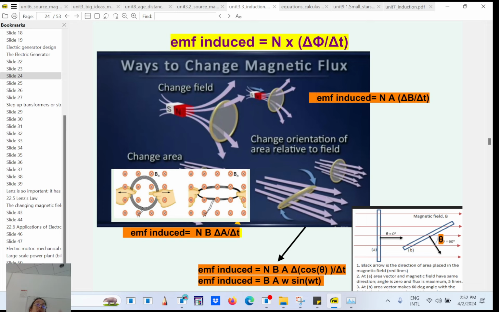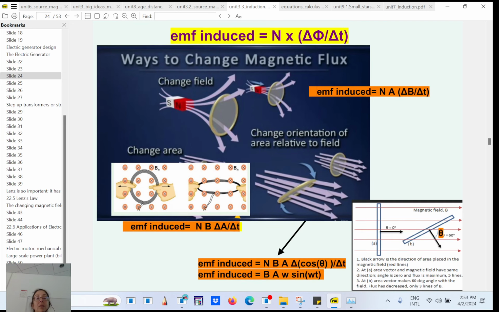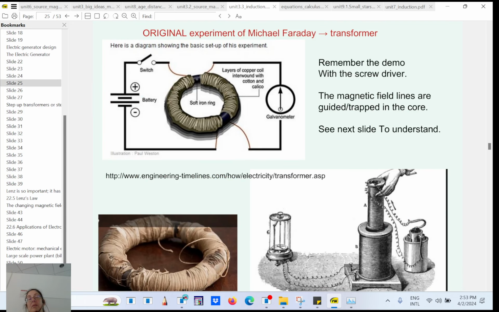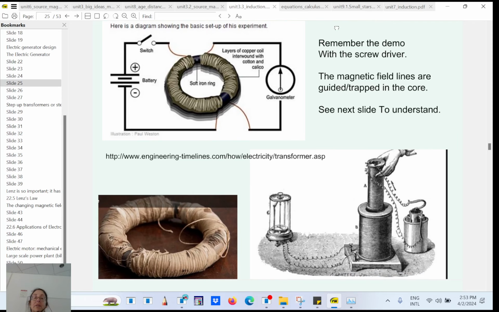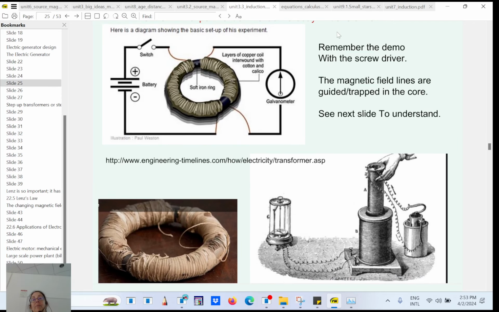Okay, it depends on how fast the magnetic field is changing. So I try to summarize everything. Is that clear? Okay, next unit is going to be easier. This is the hardest unit, I think, conceptually.